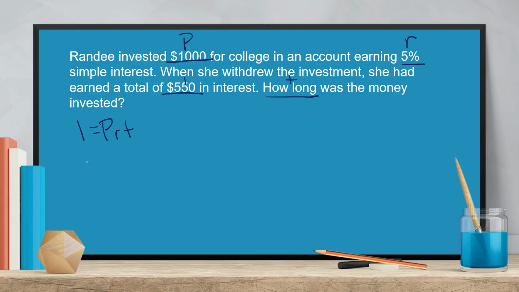So let's label it down. 550 equals the principal, $1,000, times the rate, 5%, which is 0.05, times the time, in this case just T. Well, let's combine things. 1,000 times 0.05.